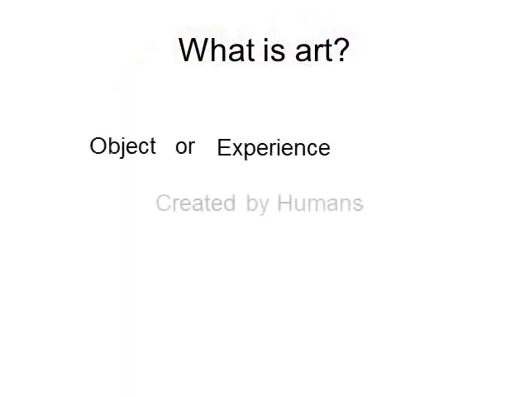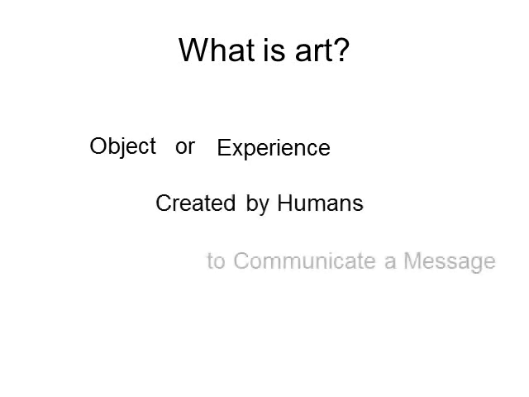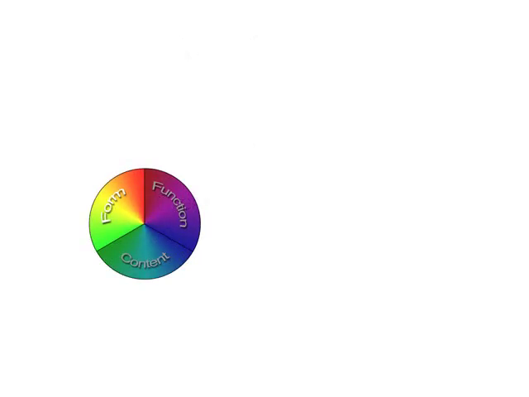I define art as an object or experience created by humans to communicate a message. This is an intentionally broad explanation and is designed to be inclusive. As our knowledge of the subject grows, we can begin to make distinctions about quality and realize how different critical approaches influence our perception and those of the art world. We will begin with form.